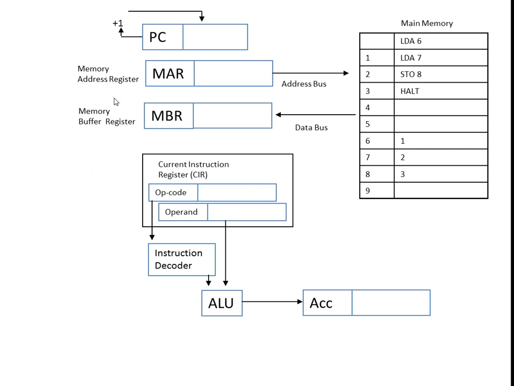Let's have a look at this example. Program counter, memory address register, memory buffer register, the address bus, these are the wires, and the data bus coming from main memory or immediate access store. This is the RAM, and this is the CPU, the processor. We have the current instruction register, the opcode, the operand, which will decode it, the arithmetic and logic unit, and then the accumulator.